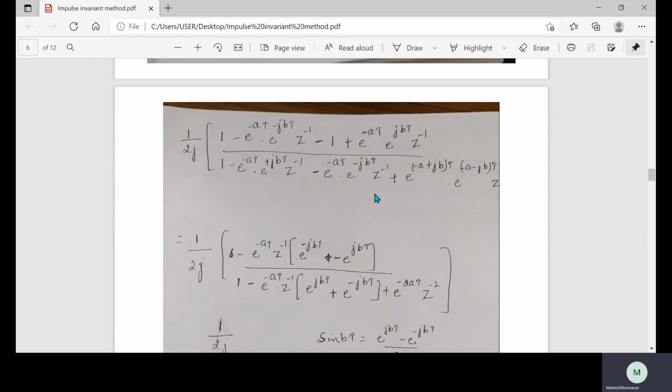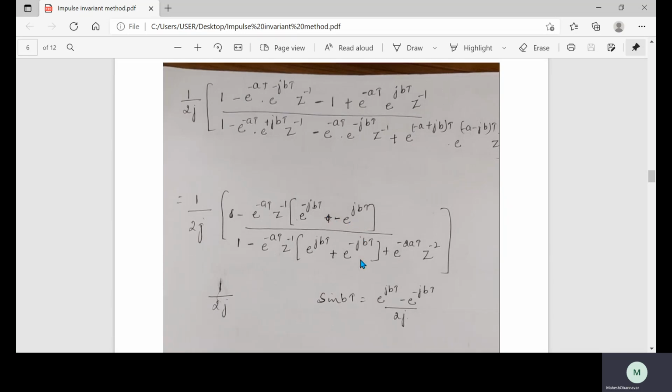You'll be getting it in this form. Okay, so now solve for this also. So what you'll be getting? 1 by 2j, 1 minus, take common, e to the power of minus at z inverse. So this becomes e to the power of minus jbt minus e to the power of jbt. So what is the formula? It is nothing but e to the power of j theta minus e to the power of minus j theta divided by 2j is your sin bt. Okay, so this becomes sin bt. This term becomes sin bt.